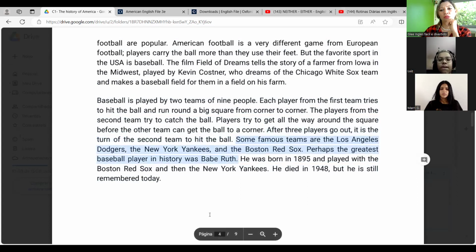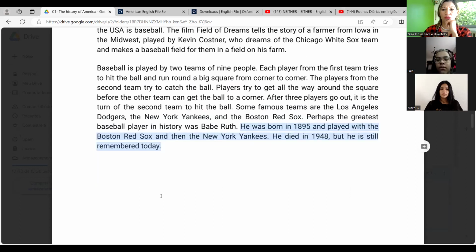Some famous teams are the Los Angeles Dodgers, the New York Yankees, and the Boston Red Sox. Perhaps the greatest baseball player in history was Babe Ruth. He was born in 1895 and played with the Boston Red Sox and then the New York Yankees. He died in 1948, but he is still remembered today.